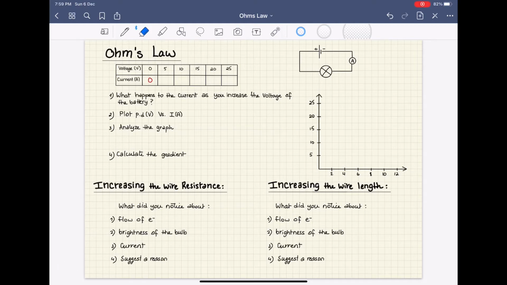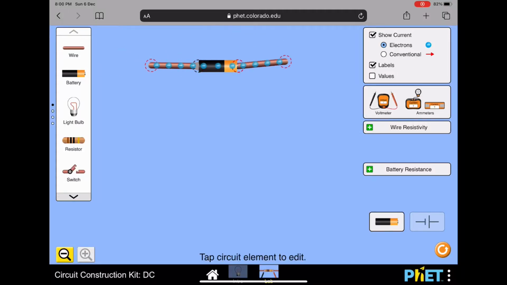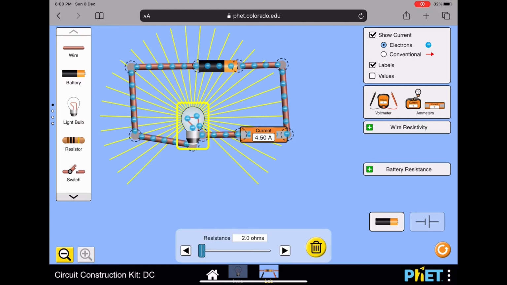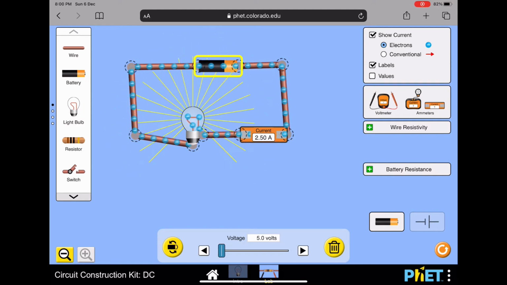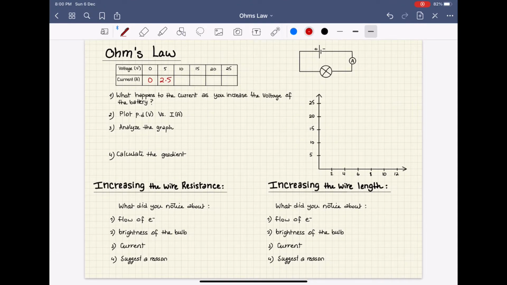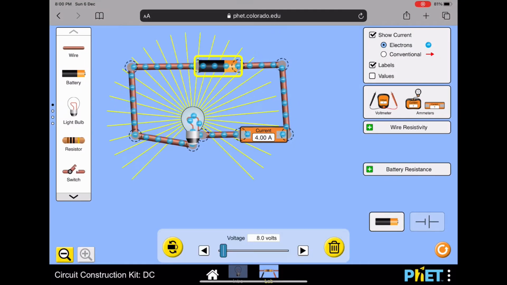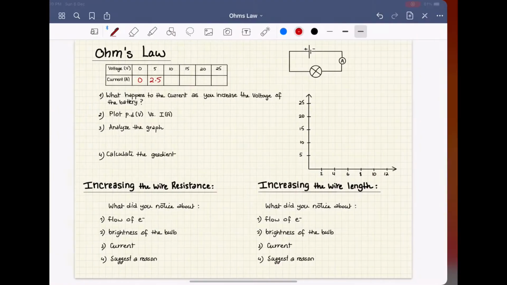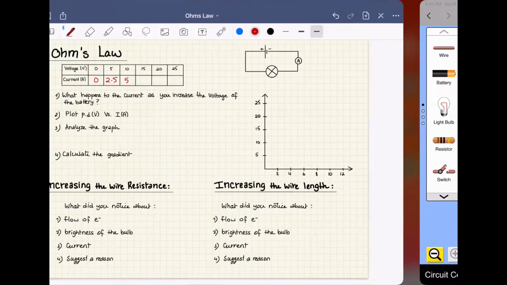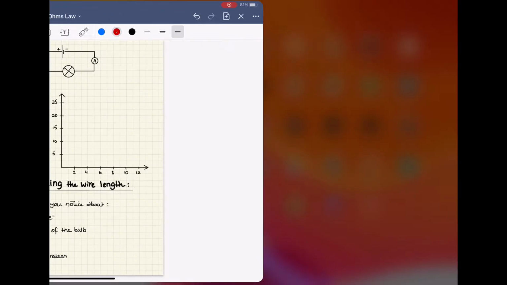In order to prove Ohm's law, we can use the simulation. We start connecting a battery to wires. We branch the ammeter in series, and we connect a light bulb to the circuit. Next, we need to fix our voltage to the starting point, which is 5 volts, and we start recording the reading of the current. So we're increasing the voltage and we're recording the current in amps.